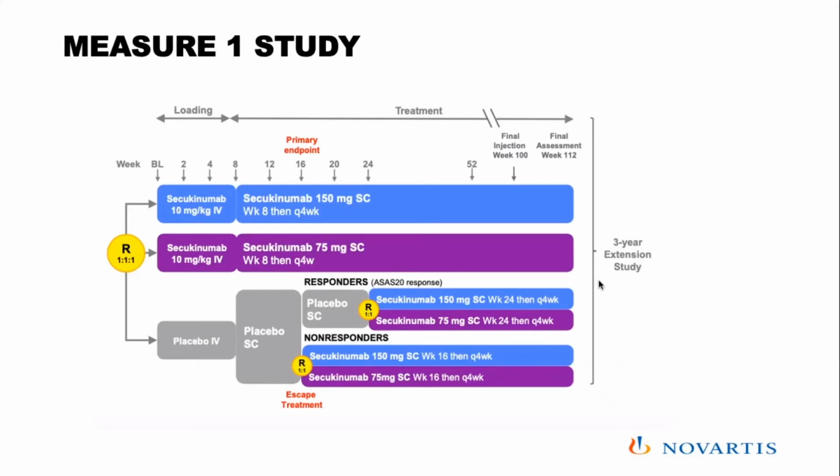So we have 4 studies of secukinumab in ankylosing spondylitis, MEASURE 1 to 4. So in the MEASURE 1 study, what they did was they gave IV secukinumab at 0, 2 and 4 weeks, followed from 8 weeks onwards by 150 mg subcutaneous secukinumab in one arm, 75 mg subcutaneous secukinumab in the other arm, and placebo in the third arm. And the initial results, primary endpoint was ASAS20 response at 16 weeks. We got the extension studies till 2 years, and now we have the 4 and 5-year data.